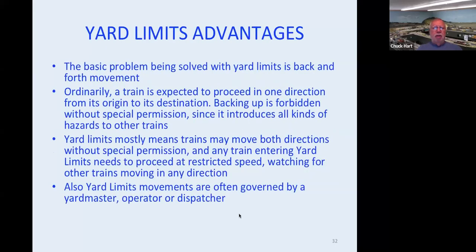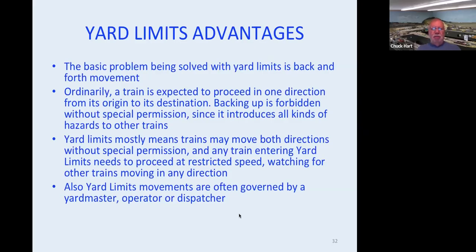So all right, so yard limit advantages. What's the biggest advantage that is being solved with yard limits? Back and forth movement. Again, getting around the other side of your train, outside of the confines of the yard. Ordinarily, a train is expected to proceed in one direction from its origin to its destination, so backing up is forbidden without special permission. And you wouldn't want to do this outside of yard limits. If you've got a passenger train and you're going from east to west, you should always be going west. You should not be backing up.